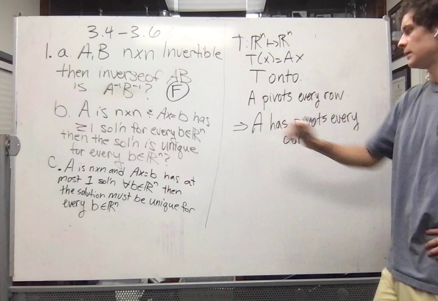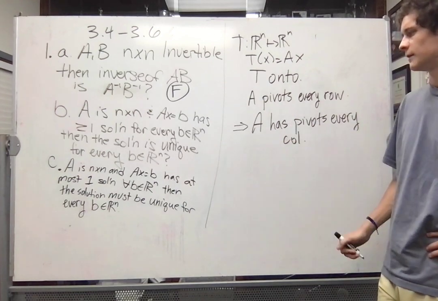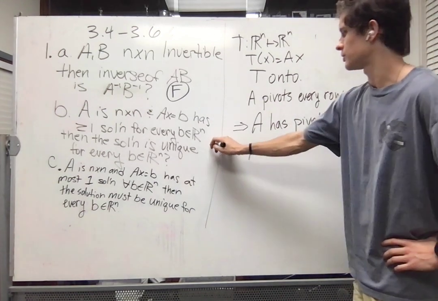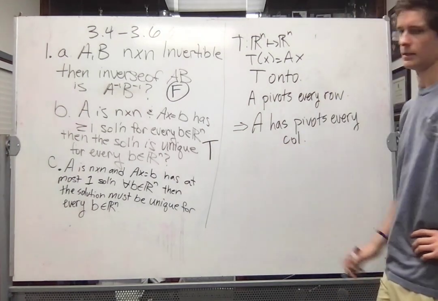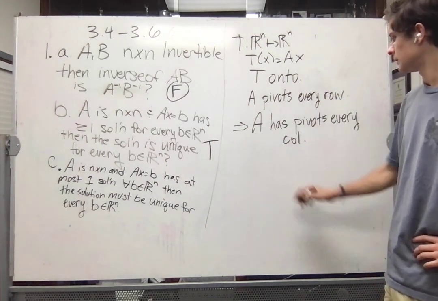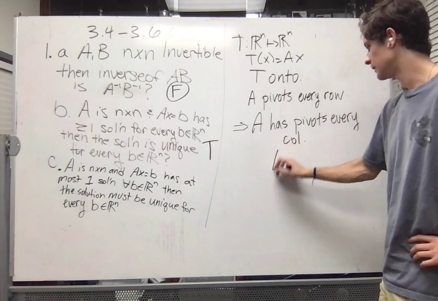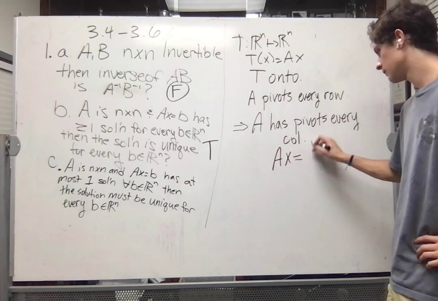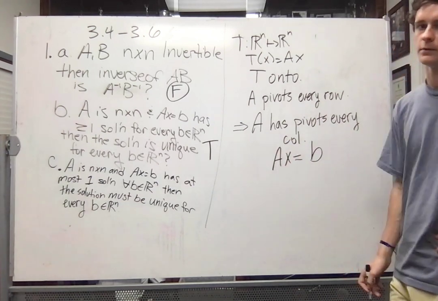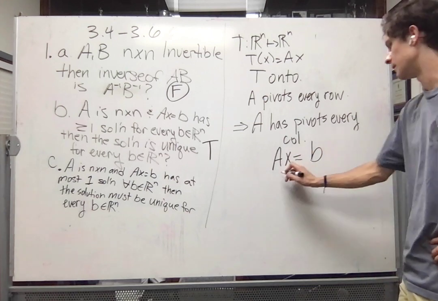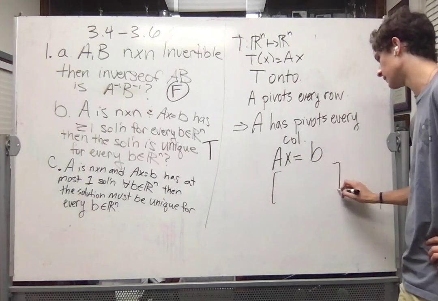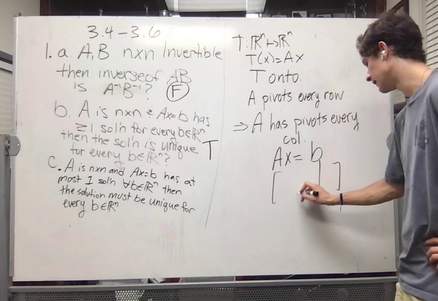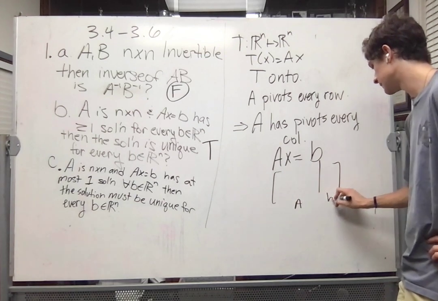So does that mean the solution has to be unique for every B? That sounds true. Now why do I think that's true? Let's say we're solving AX equals B. Let's imagine the augmented matrix that we would set up to solve this problem. So we would have A on the left side, B on the right side.